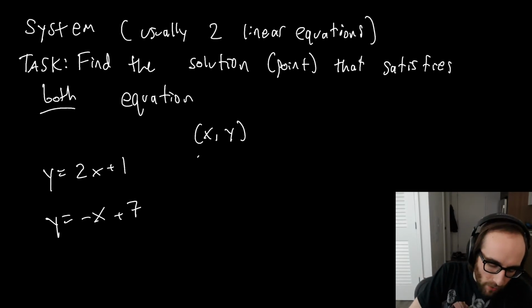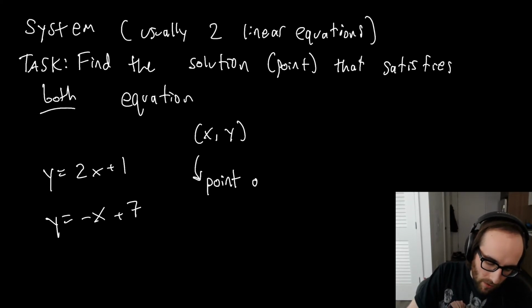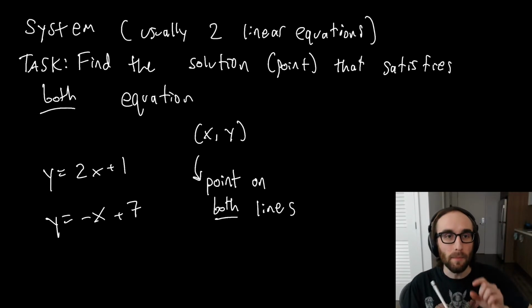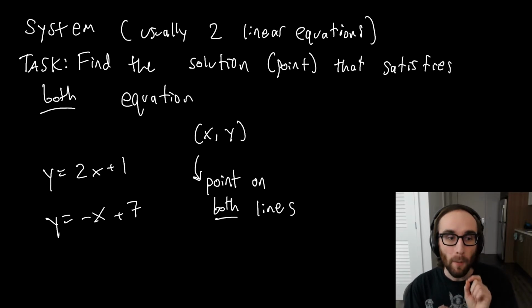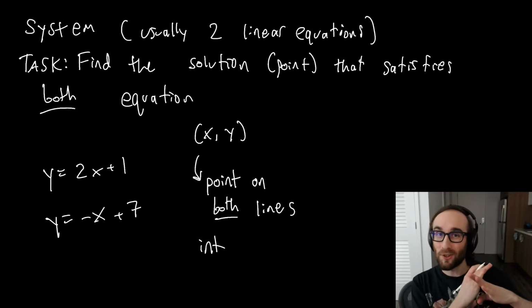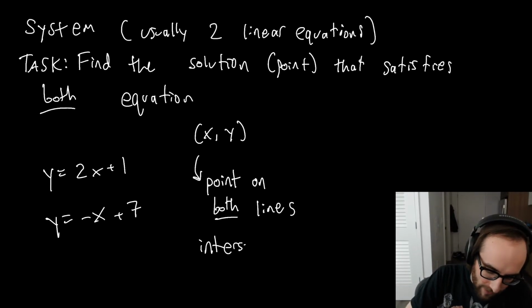Well, one thing we know is that the x and y value is going to be a point on both lines. If it's a solution to both equations, then it is going to be on or be a point on both of the lines. In other words, it's going to be the point where the lines intersect. So our intersection point.